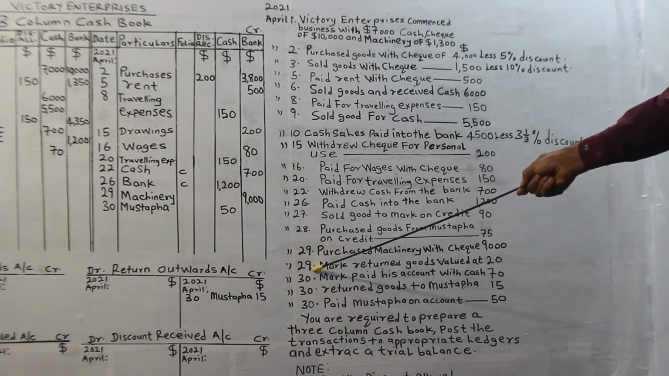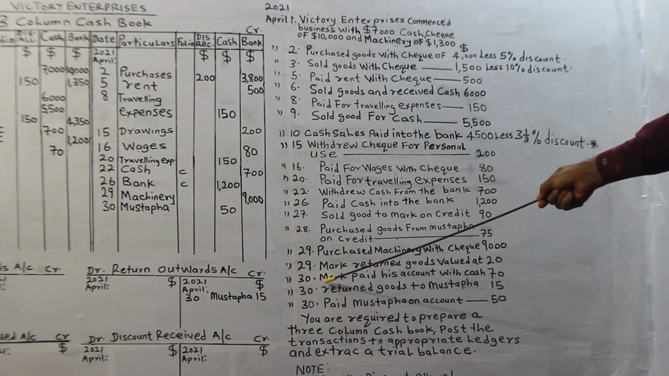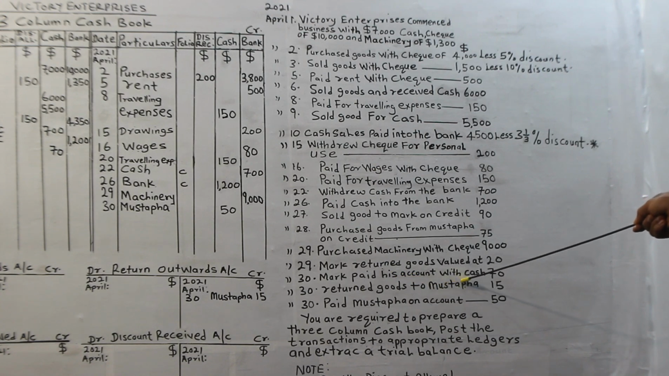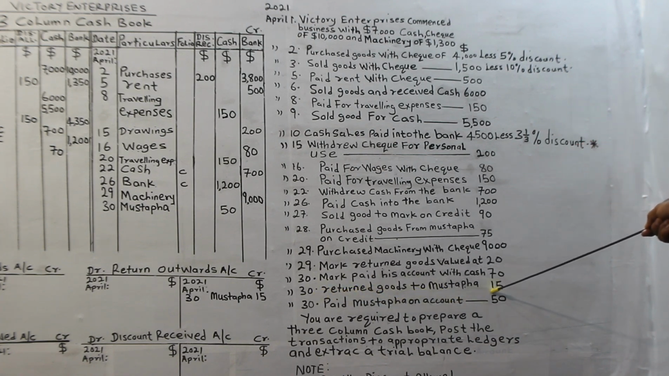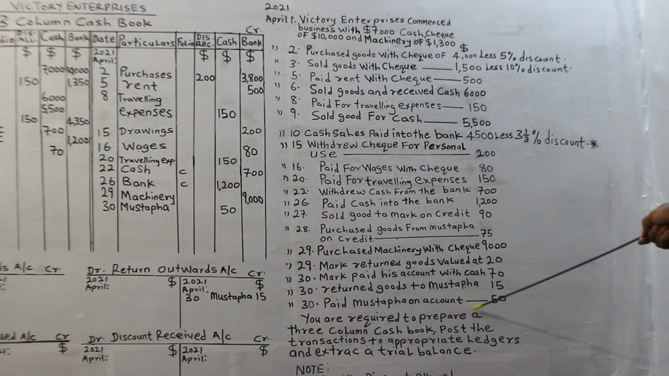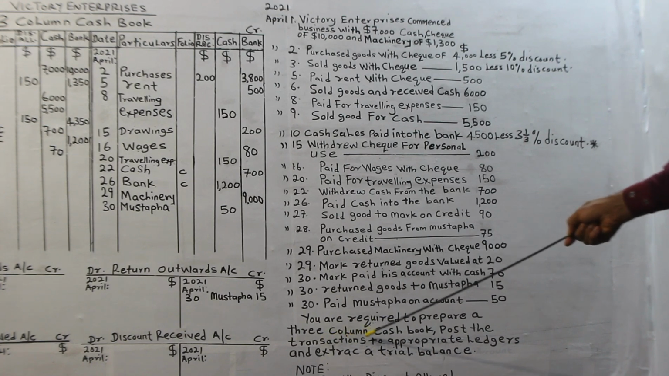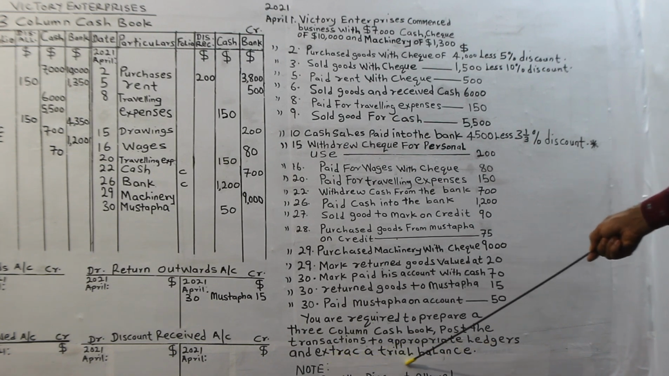April 29th, again, Mark returned goods valued at $20. April 30th, Mark paid his account with cash $70. April 30th again, returned goods to Mustafa $15. Finally, April 30th, paid Mustafa on account $50. You are required to prepare a 3-column cash book. Post the transactions to appropriate ledgers and extract a trial balance.